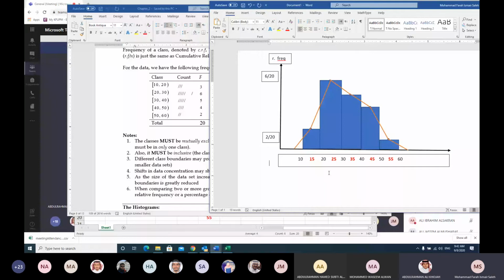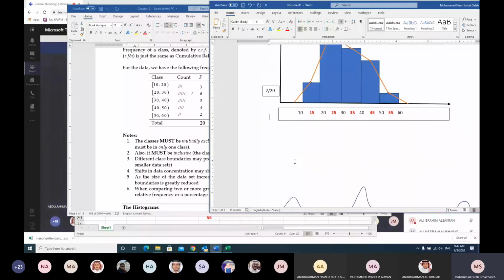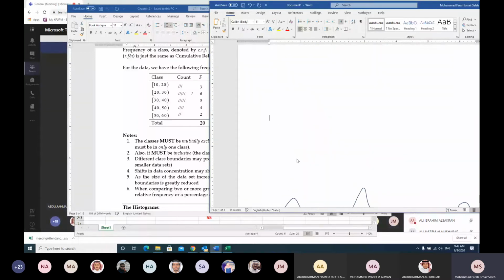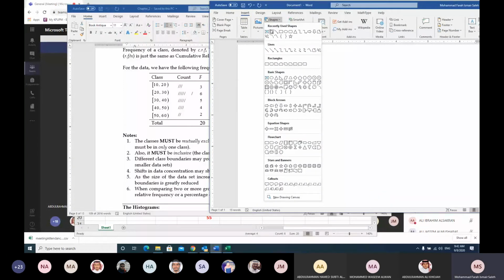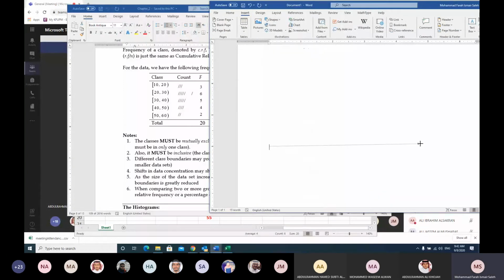Doctor, what about the cumulative? I am telling you, one is left. The most important one is the following graph. And be careful, guys. If you have a question, ask me directly, especially in this graph.